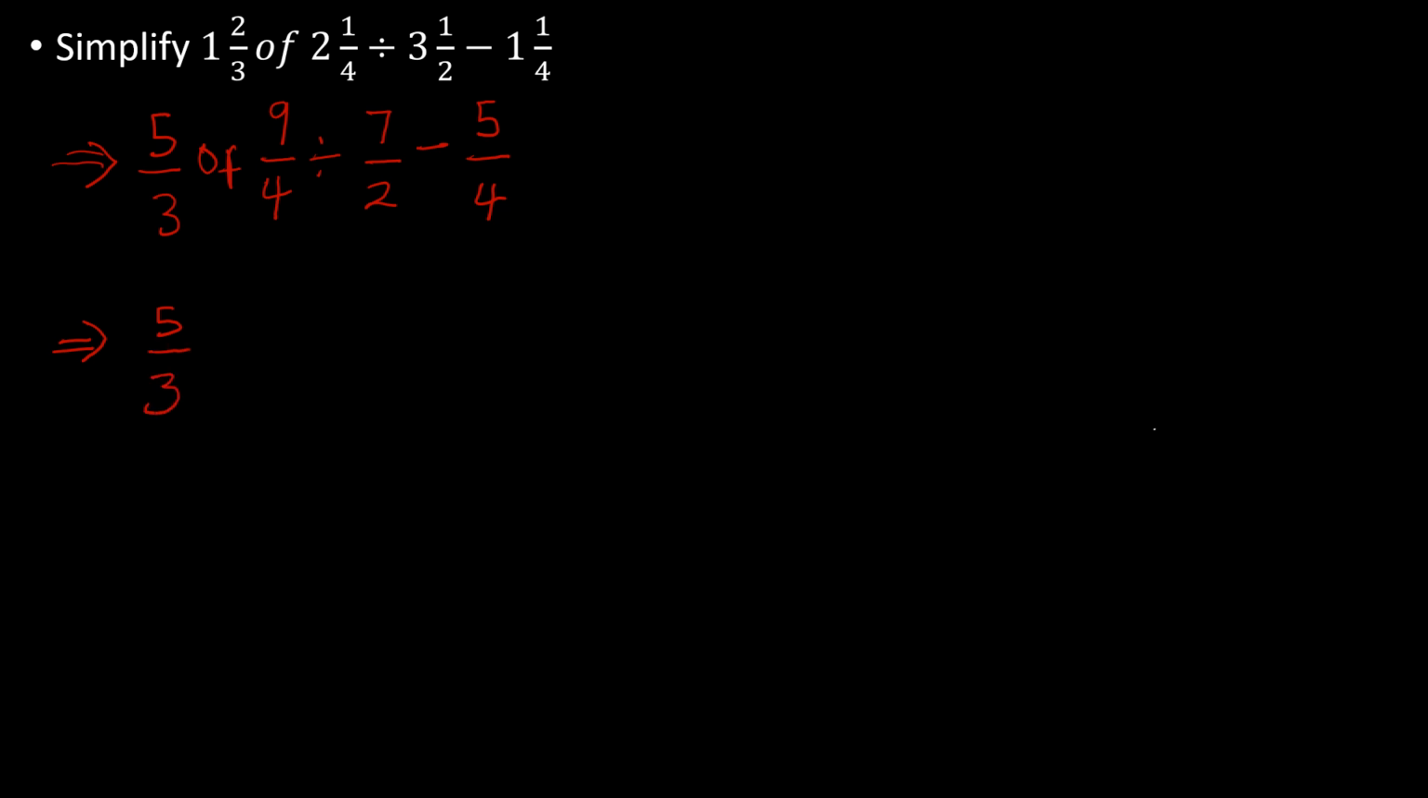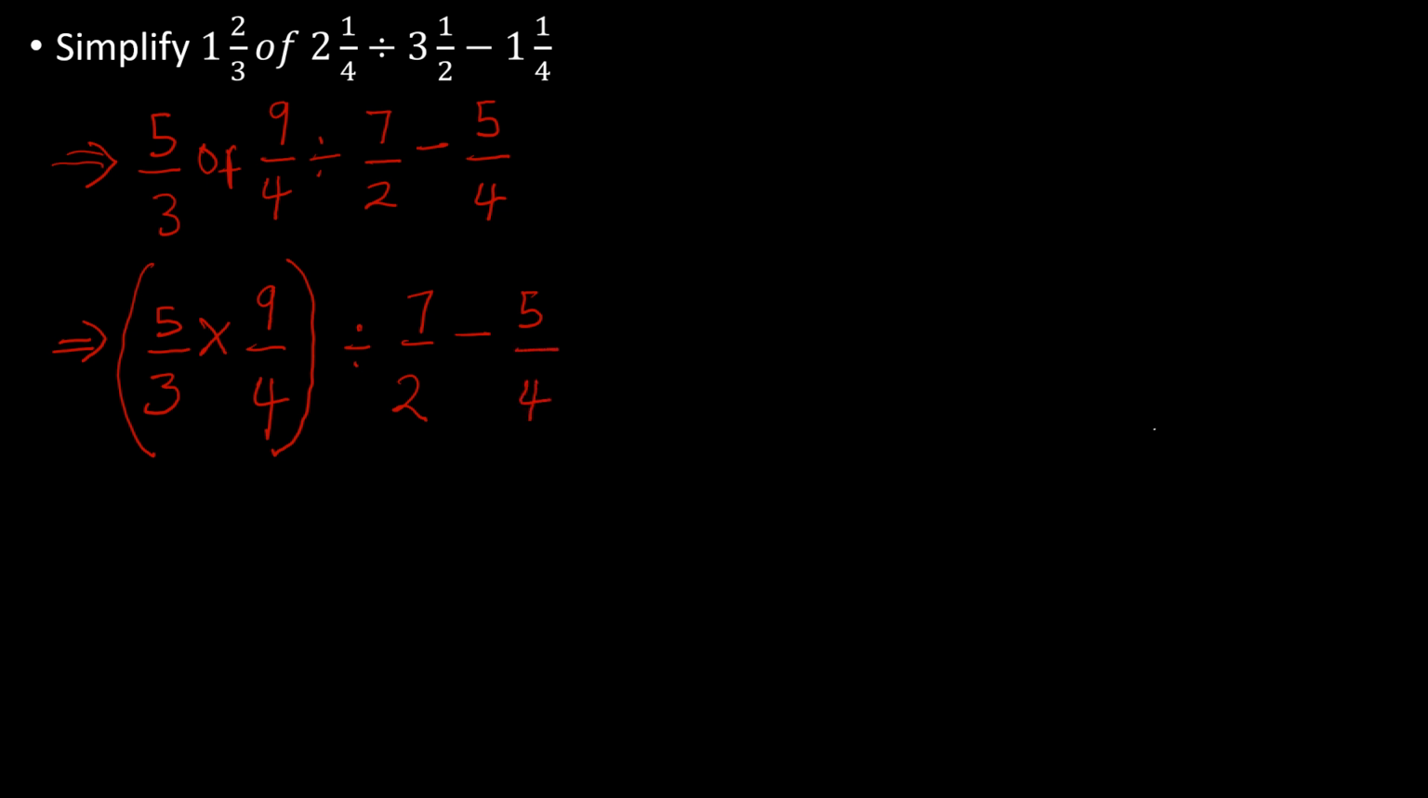Now, "of" in mathematics is the same thing as multiplication. So we have 5 over 3 times 9 over 4. We can enclose this in a bracket so we're very clear that we're handling this first, and it is divided by 7 over 2 minus 5 over 4.